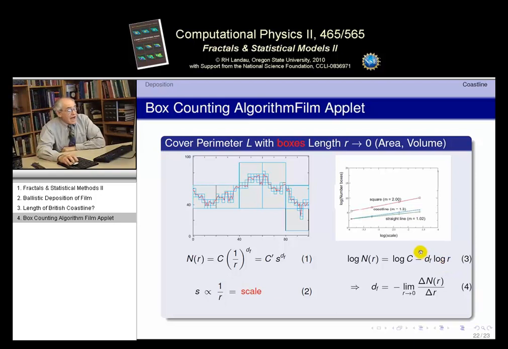Well, if we make a graph of the logarithm of n sub r versus the logarithm of r, what we have here is d sub f, it's a log-log plot if you want. Okay? So on a log-log plot, log scale, log number, the slope will just be the fractal dimension.